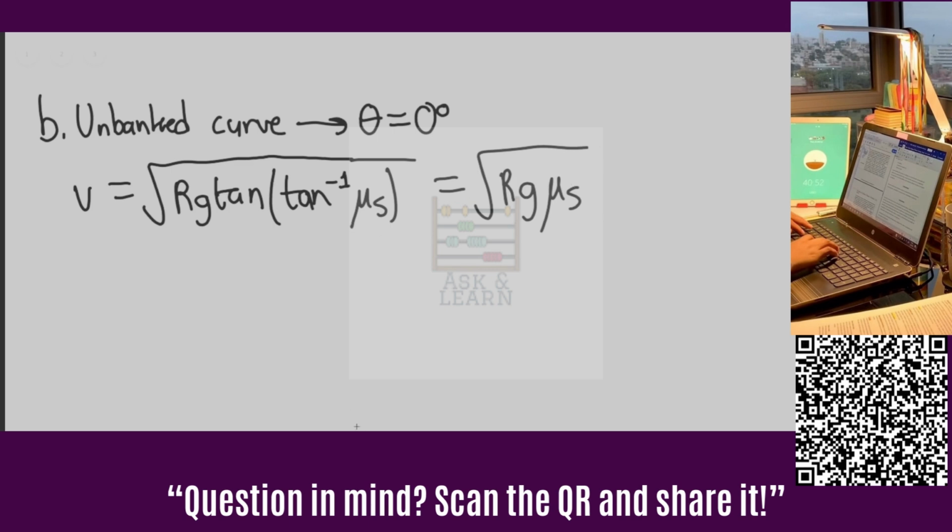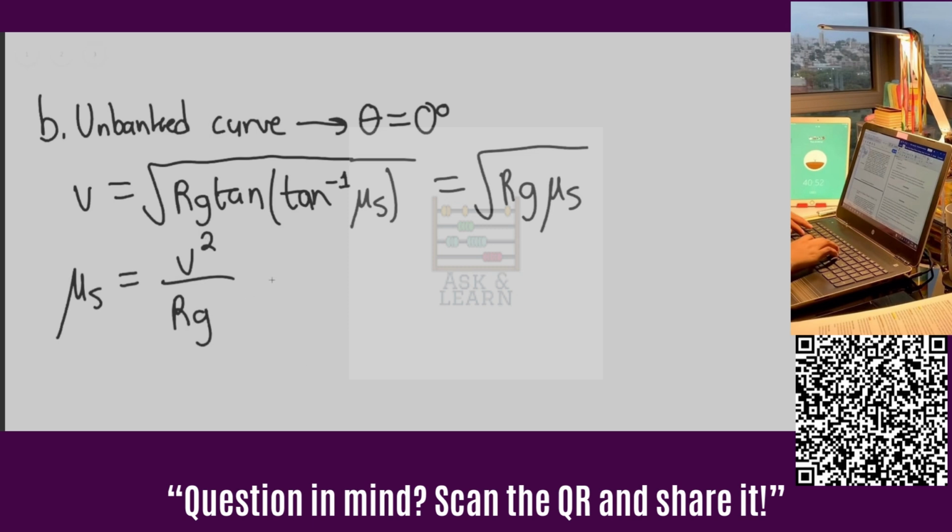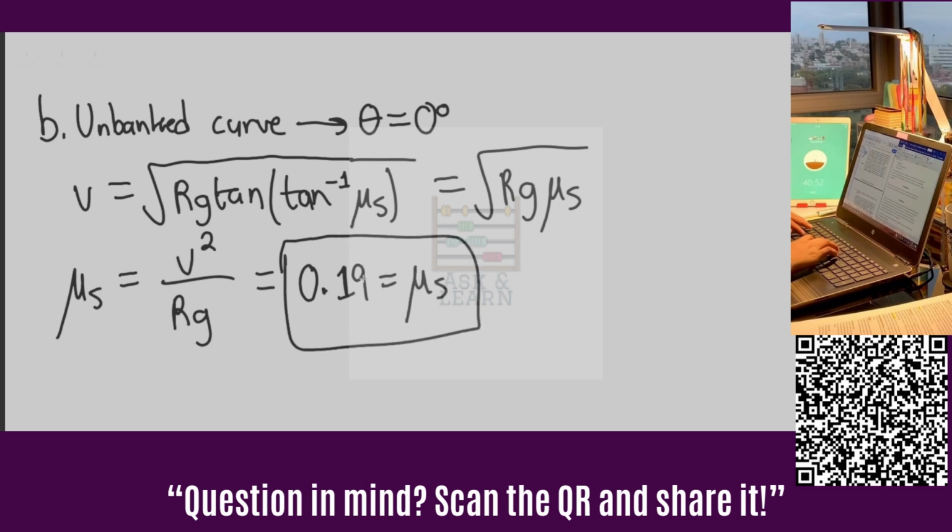Given this, if we're going to solve for the coefficient of static friction, we can say that the coefficient of static friction would then be equal to v squared over rg. And again, if we plug in these values, we're getting that the coefficient of static friction would then be approximately 0.19. This would be our final answer for part B.